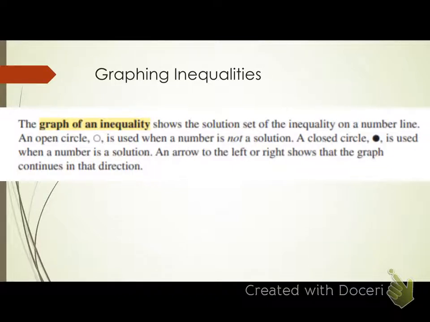How do I know if it's a closed circle? It has a line under it. It's a closed circle. You guys remember that? Same thing you learned last year, whenever it was. An open circle is used when a number is not a solution. So the solution set goes all the way to that number, but that number is not included in the solution. We use an open circle. A closed circle is used when a number is a solution. So my solution set goes all the way up to that number, and that number is included in the solution set. An arrow to the left or right shows that the graph continues in that direction.